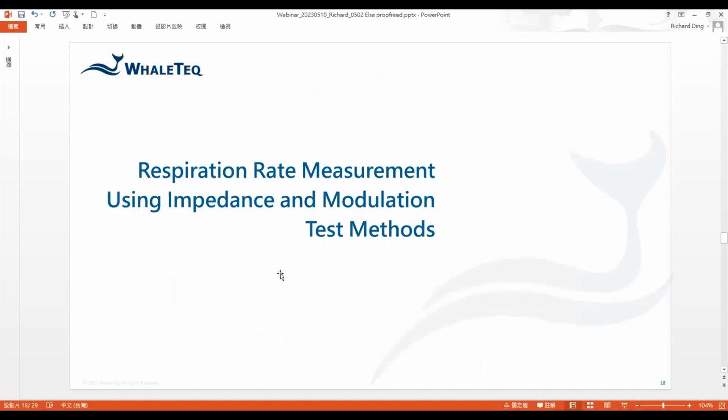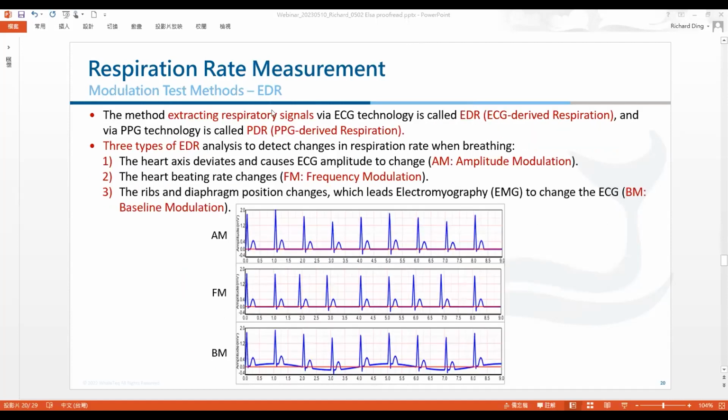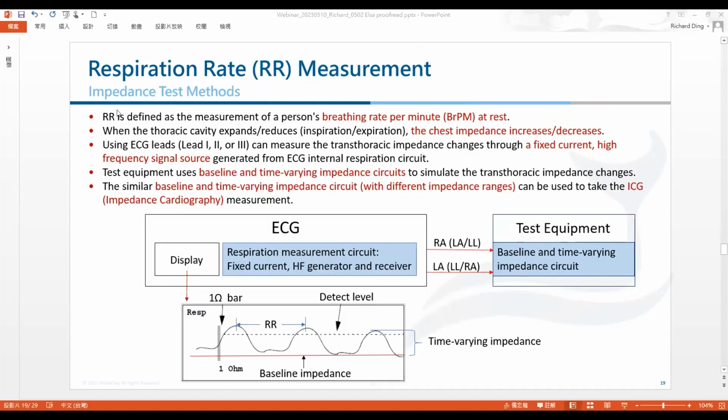The next one is the respiratory measurement using the impedance and modulation test methods. For respiration rate measurements, there are two methods. One is the impedance test method. The other one is the modulation test method. The impedance test method uses a special circuit to do the test.